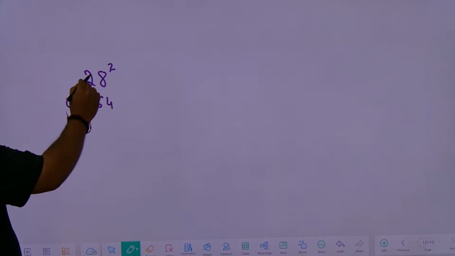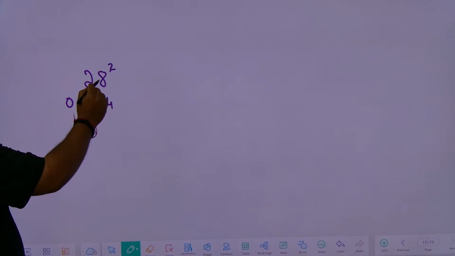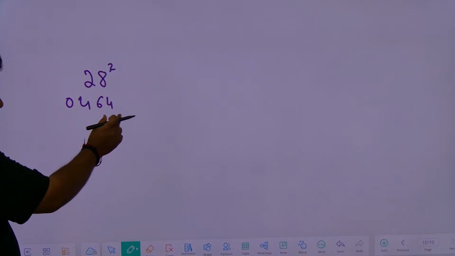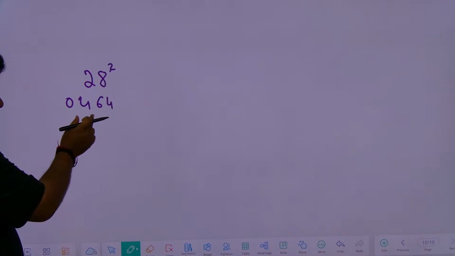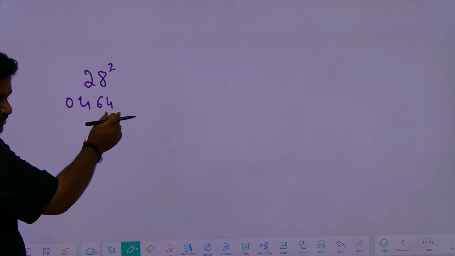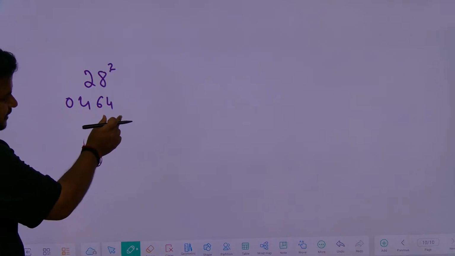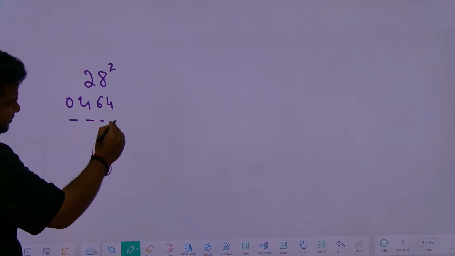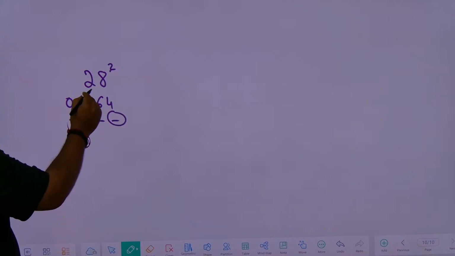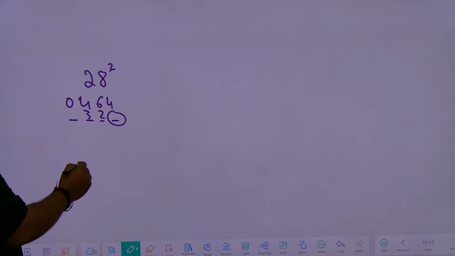Now multiply these terms. 2 into 8 is 16. 16 2s are 32. Where should we write 32? It should come in the middle, not here, not here. But one thing you have to remember: you should leave the first space empty. Here you write 2 8s are 16, 16 2s are 32. This is what you should do.